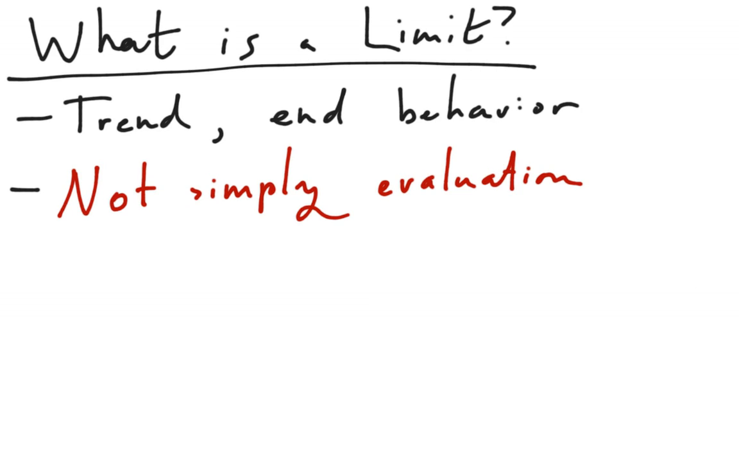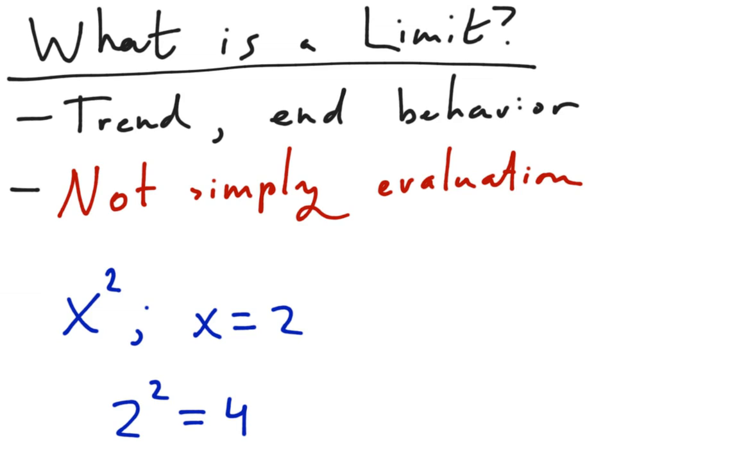My definition of a limit is basically that a limit is a trend or an end behavior. Now I want to make a distinction that doing a limit is not simply evaluating a function. So for example, let's say we have the function x squared and we have x equals 2. Obviously 2 squared is 4. Great. Now a limit is a little bit different. The way a limit would work is we say the limit as x approaches 2 of x squared equals 4.